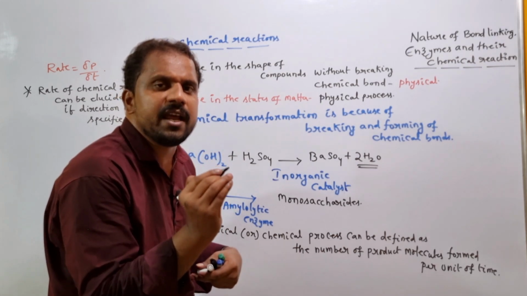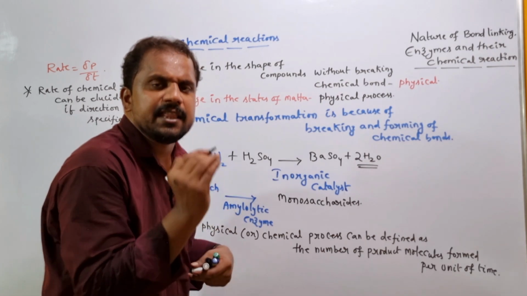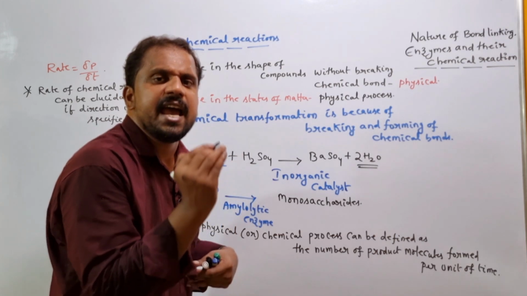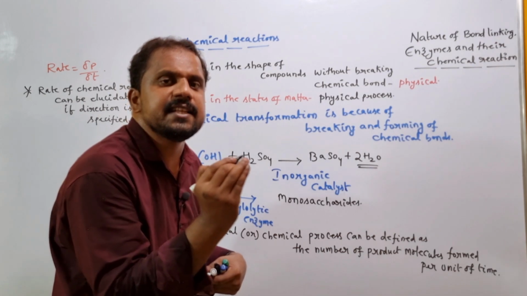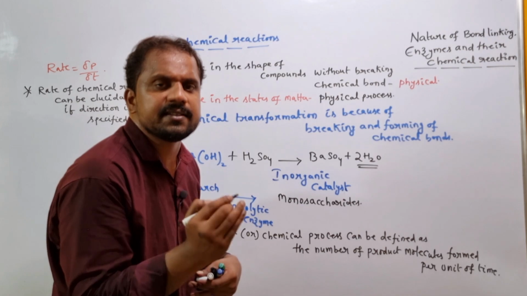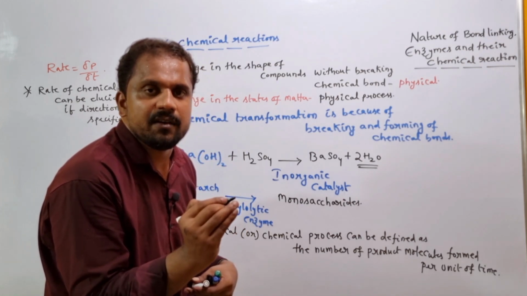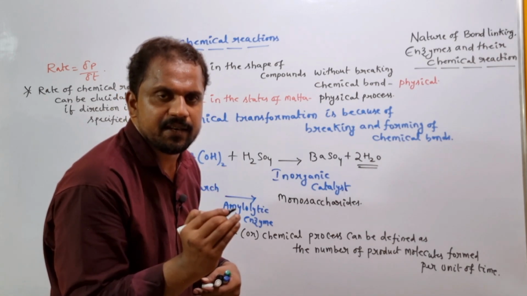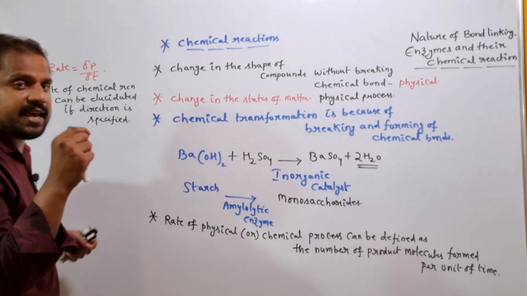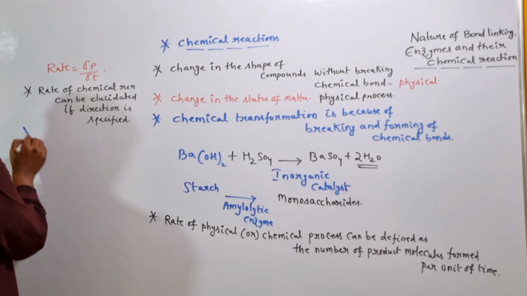Thermodynamics is responsible for regulating the direction of the reaction, but enzymes are responsible for increasing the speed of the reaction. Whether the reaction is a forward reaction or backward reaction, enzymes are least concerned. Enzymes are only responsible for enhancing the speed of the reaction. So the reason why the rate of the chemical reaction can be elucidated is if the direction is specified. Is it clear?